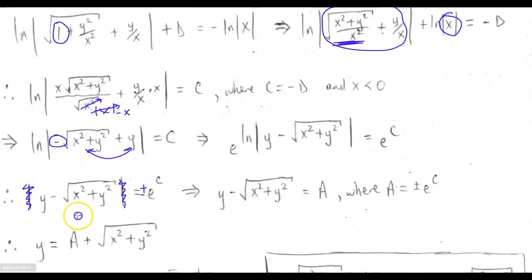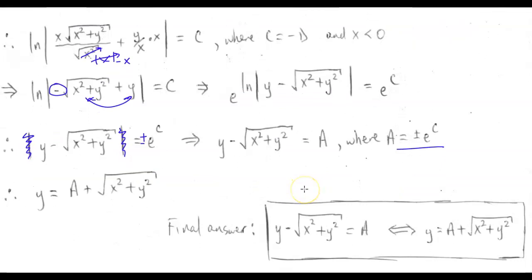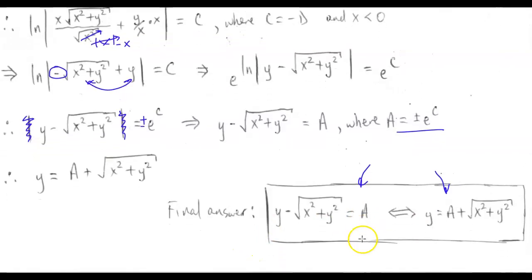Of course, here that would just say that y minus square root of x squared plus y squared is equal to a, where a is equal to plus or minus e raised to the c. And then, of course, the final answer here: y is equal to a times square root of x squared plus y squared. If you want to make this equal to a constant, we can do that, or you could leave it this way. Either way ends up being the final general solution for this particular homogeneous ODE.